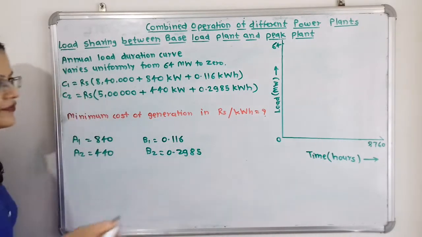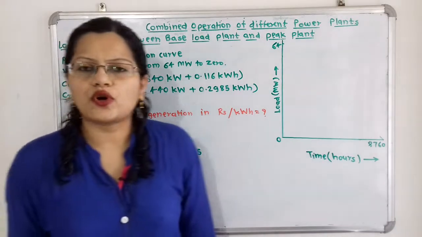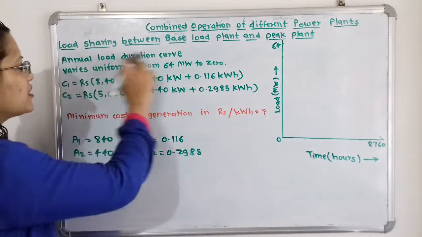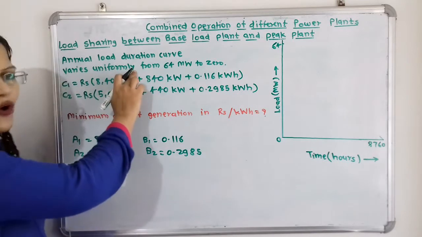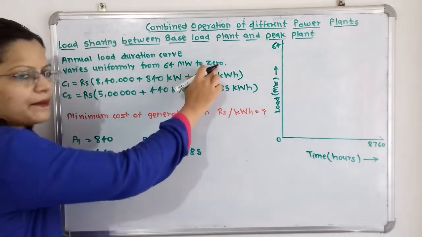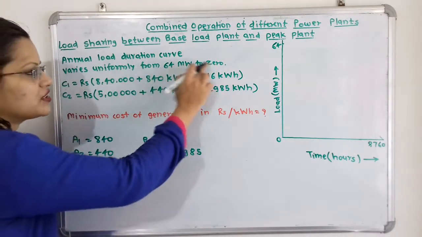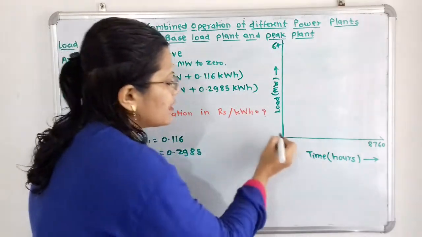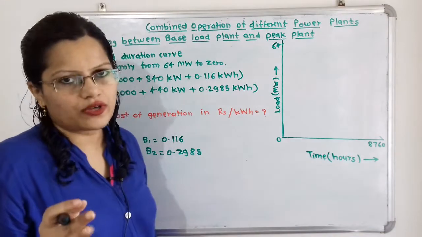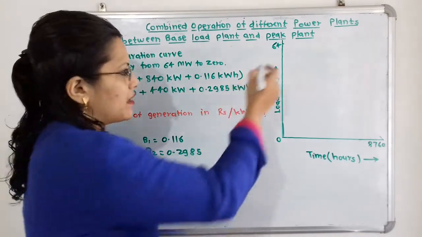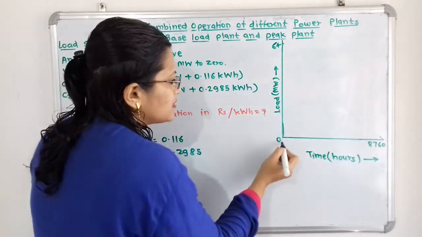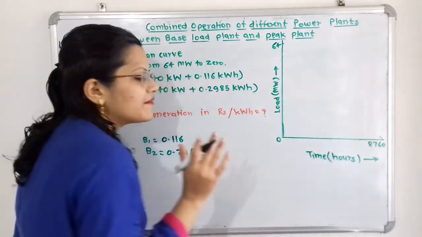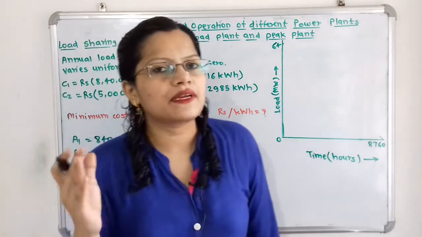B2 is 0.2985. Now we will move to draw the load duration curve. So how to draw? The condition is given, it varies uniformly. Maximum limit and minimum limit is given, that is 64 to 0. Now on this vertical line we will plot the load, and we will take load in megawatt. So here minimum is 0 and maximum is 64. And on the horizontal line we will take the time in hours.